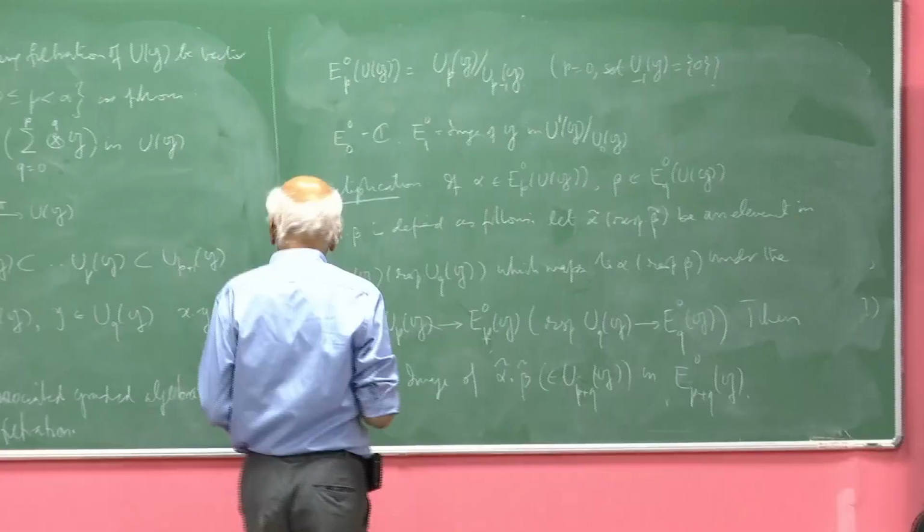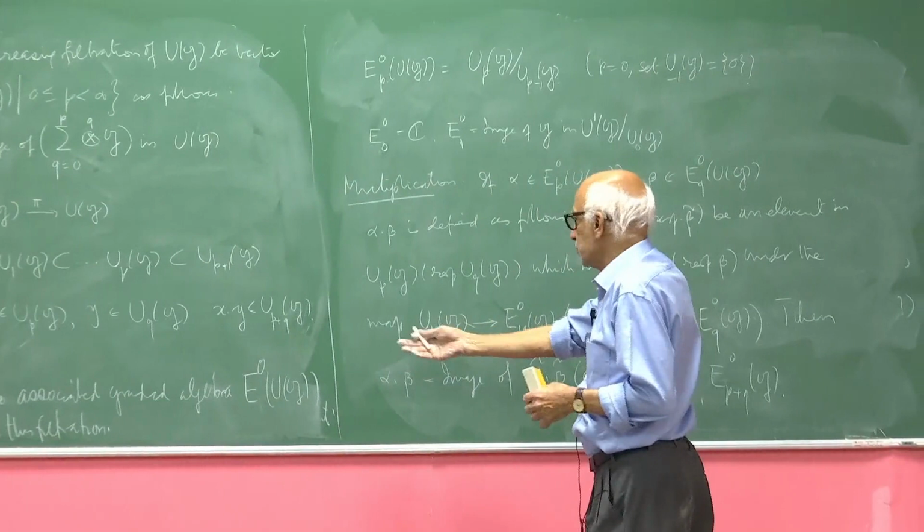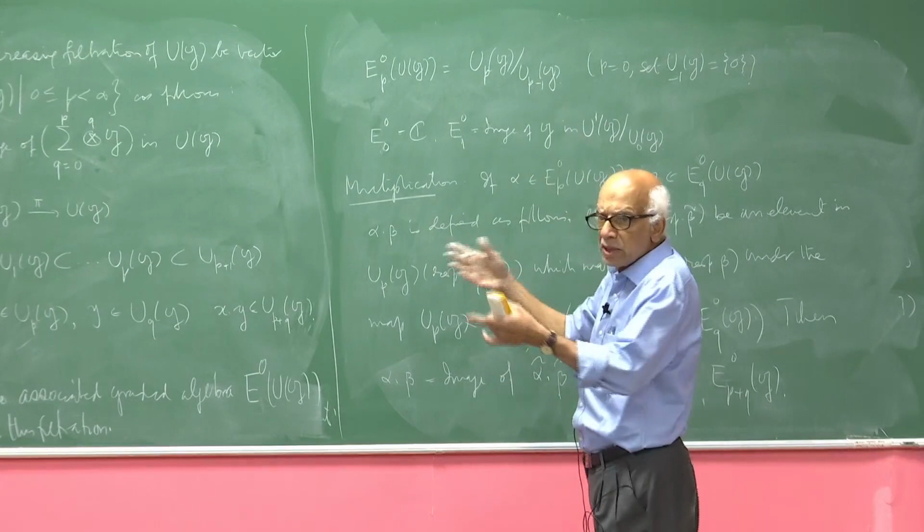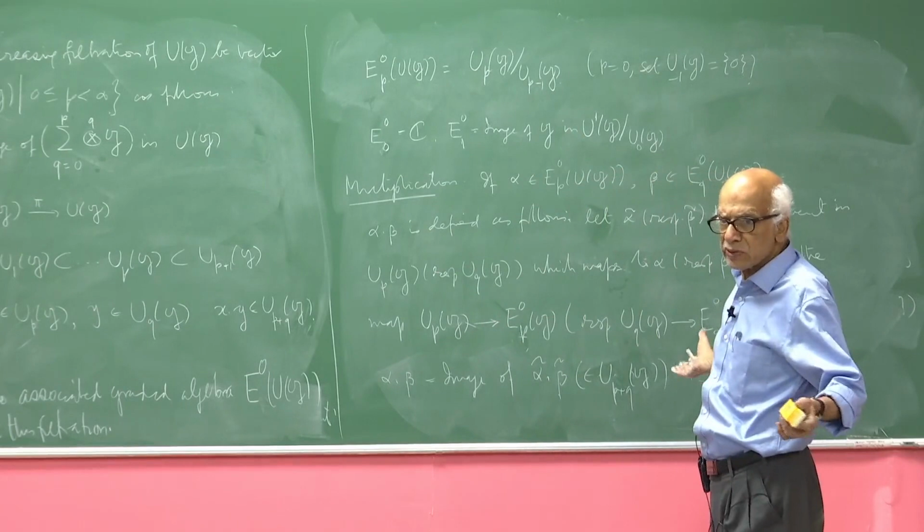So, it is easy to see that what you get is a graded algebra. After all, I have defined the P-th graded component as this, and I am taking the direct sum, and in that I am defining the algebra structure, the multiplication. The only thing that was missing is the multiplication structure, which I have now defined.